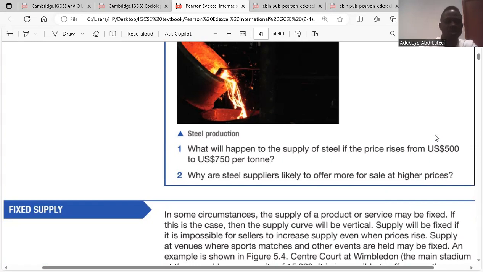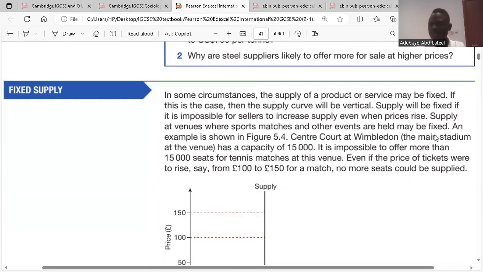And that takes us to fixed supply. Why is the supply fixed? They said fixed supply occurs when it is impossible for suppliers to produce more when the price increases. The law of supply says the higher the price, the higher the quantity supplied. But here, supply is fixed when suppliers are unable to produce or supply more into the market despite a rise in price.